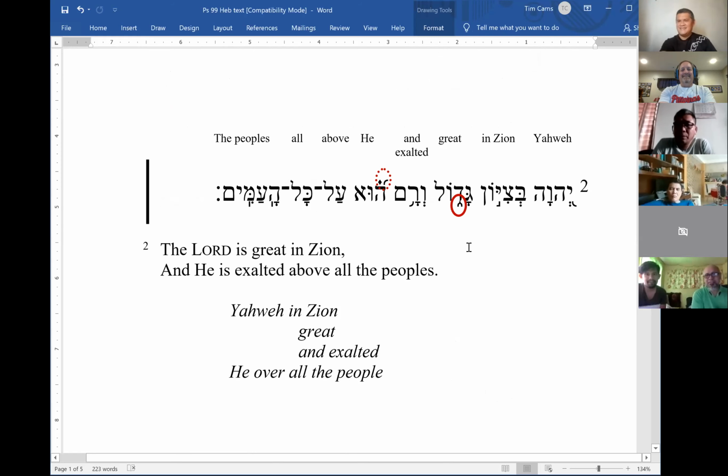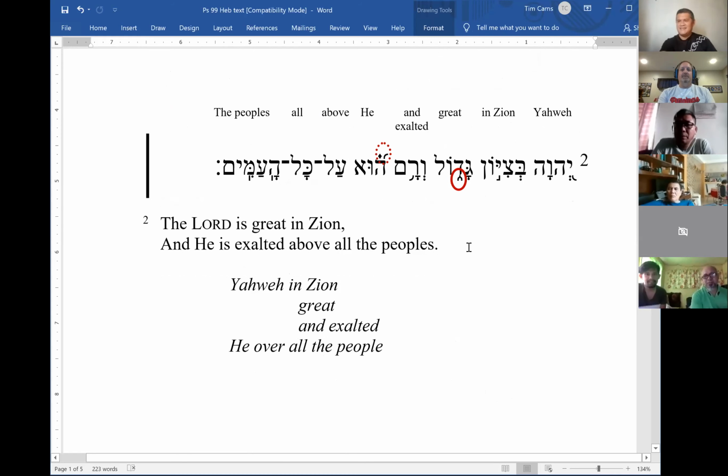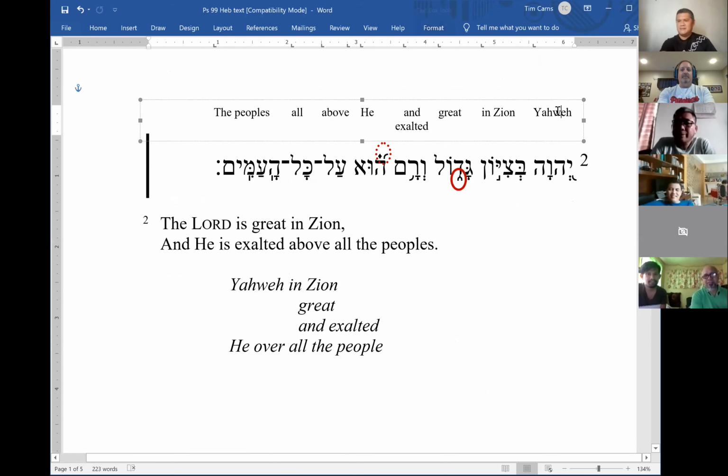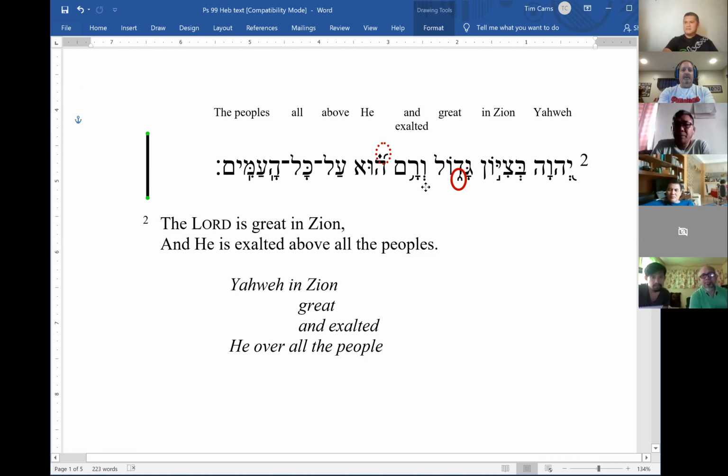All right. Now, let's look at verse 2. You guys see, again, here's the literal words up above. Yahweh in Zion, great and exalted. Yahweh is great in Zion, and exalted is he above all the peoples. All right? Now, notice, you see again that top hat kind of accent mark? So what's that mean? That's where the first division is.